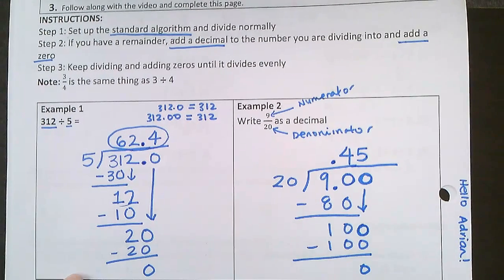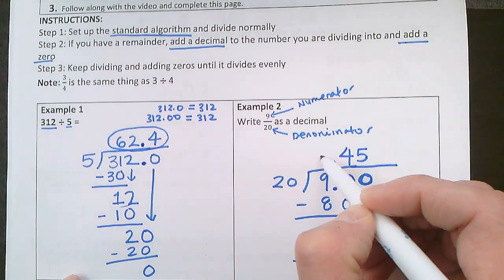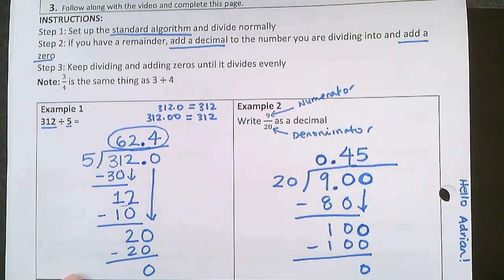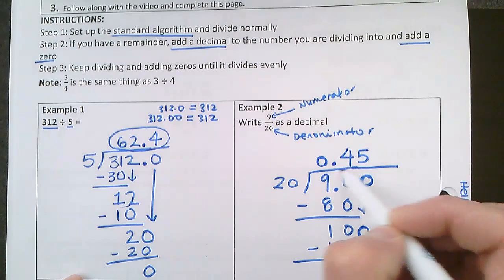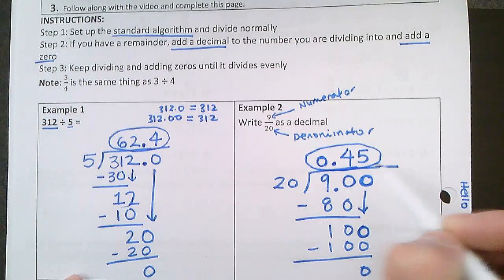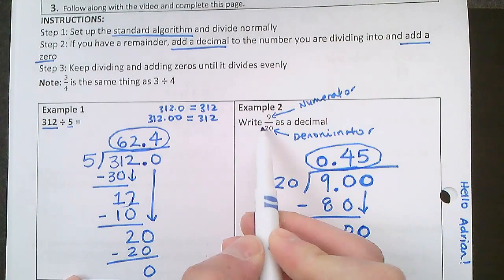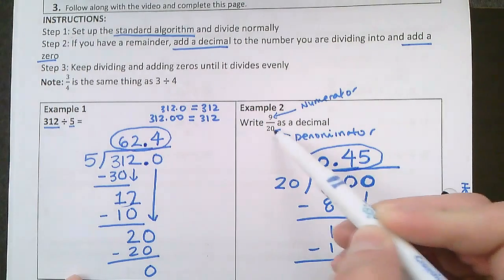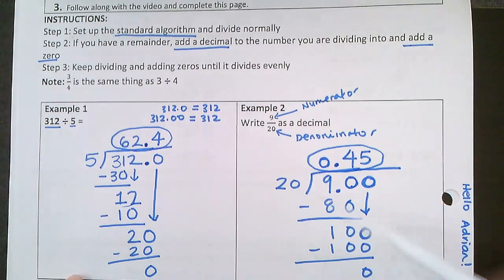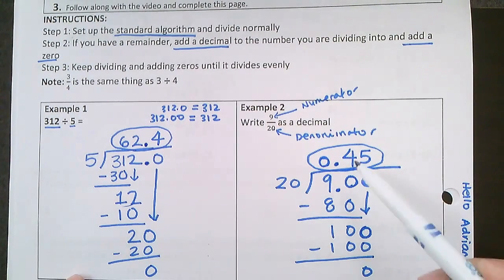Now I'm done dividing. I'll add a 0 before the decimal just to keep my numbers all neat and organized. And 0.45. So 9/20ths as a decimal. I took the numerator and then divided it by the denominator, which is the number on the bottom, and got 0.45.